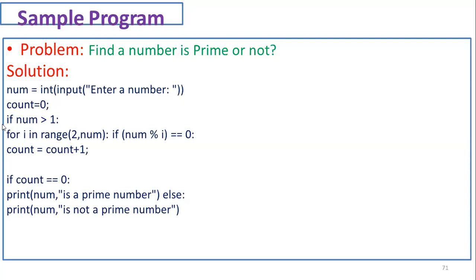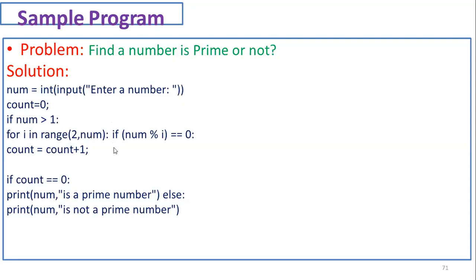What is for? This is a keyword. I is a counter variable. In is a membership operator. Range. What does the range function do? You can specify the range here, beginning with 2. What is 2 here? Starting value is 2, and the ending value is the number which you are getting. You will get the last limit here.